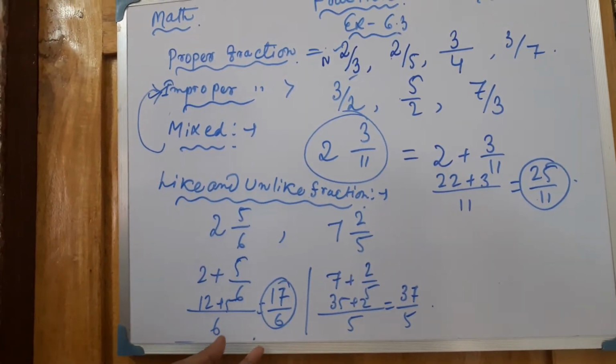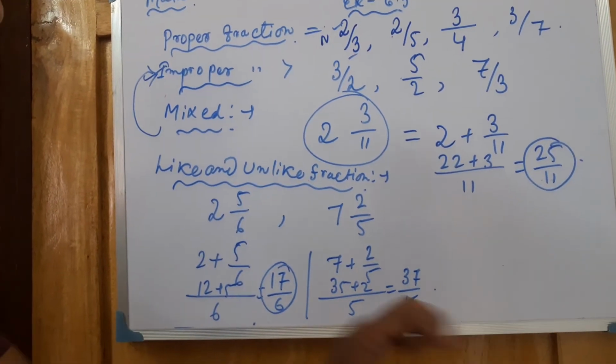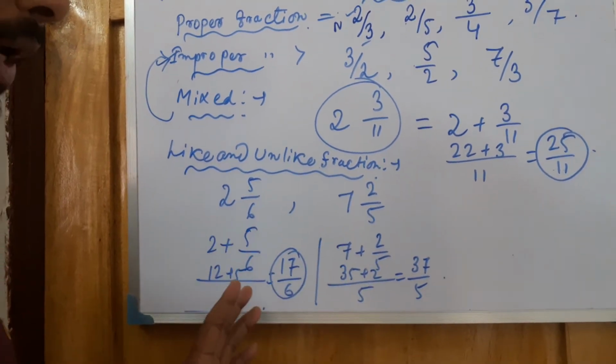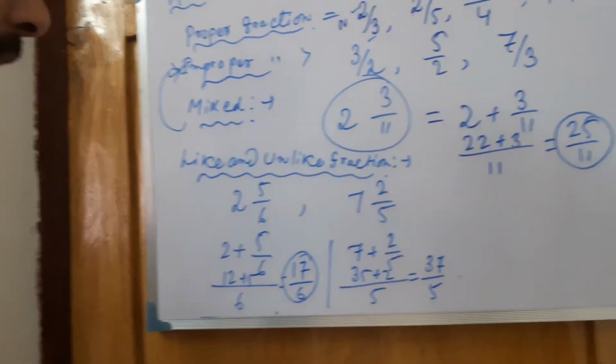So if you write down this type of fractions, they are basically not related to each other. There is no such relation. So this type of fractions you have to write down, they are the unlike type of fractions.